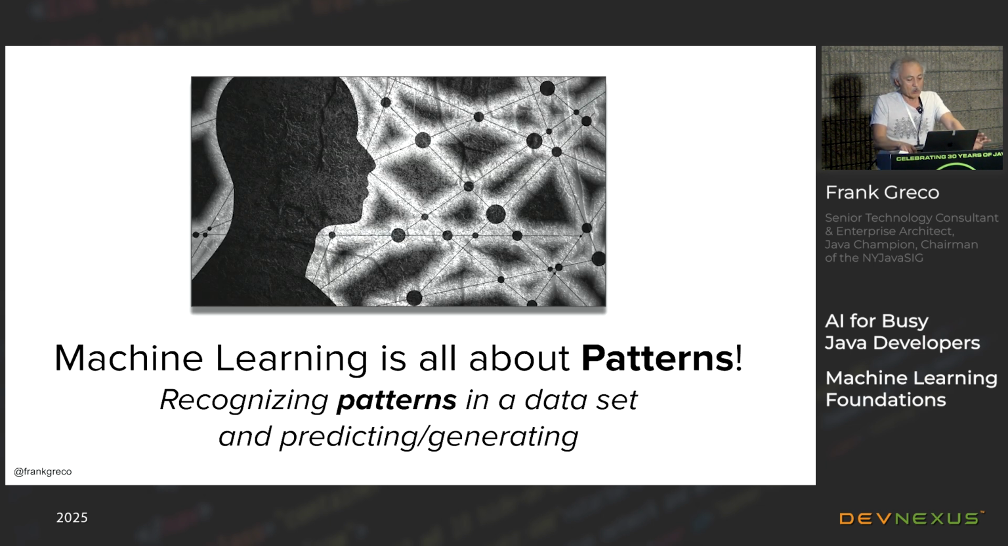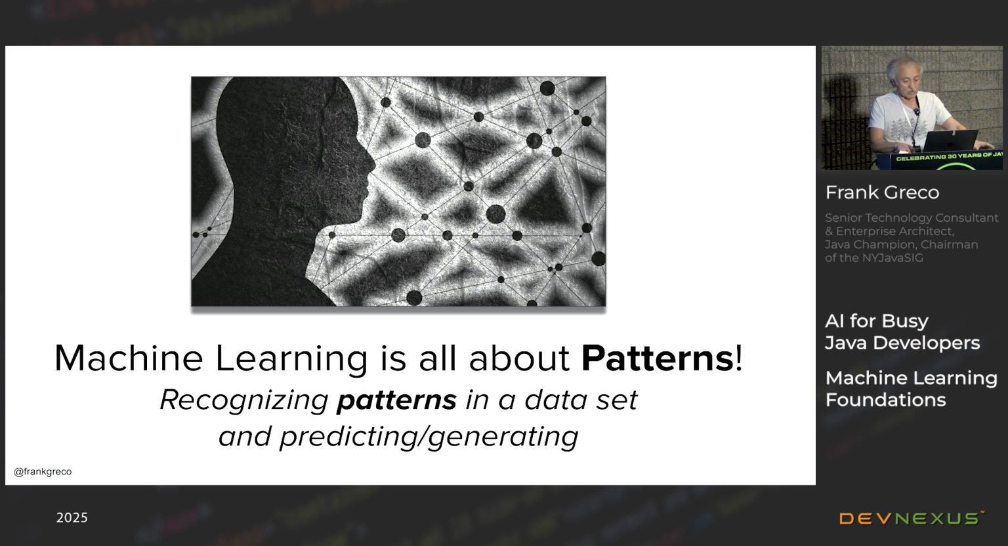So machine learning is all about patterns. Notice I didn't say AI. I said machine learning is about patterns. So we're recognizing patterns, and then we're predicting, like the weather, right? Or you're at Amazon and it says you might like to buy this, or you're using Netflix, so you might want to see this movie, or Spotify, you might like this song, right?